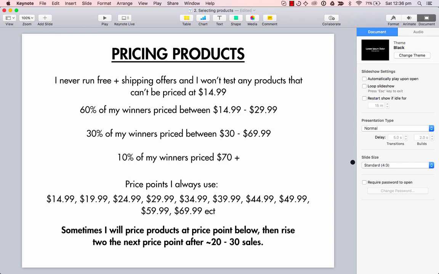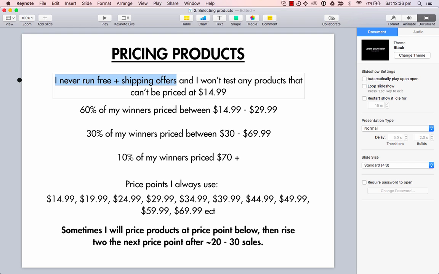So I know a lot of people do this, but I never run free plus shipping offers. A free plus shipping offer is when you price a product at $0, and when people add to cart and go through the checkout, they're charged a certain amount for shipping, say like $7.99 or $9.99. So the reason I don't do this is, there's actually two reasons why I don't do this.